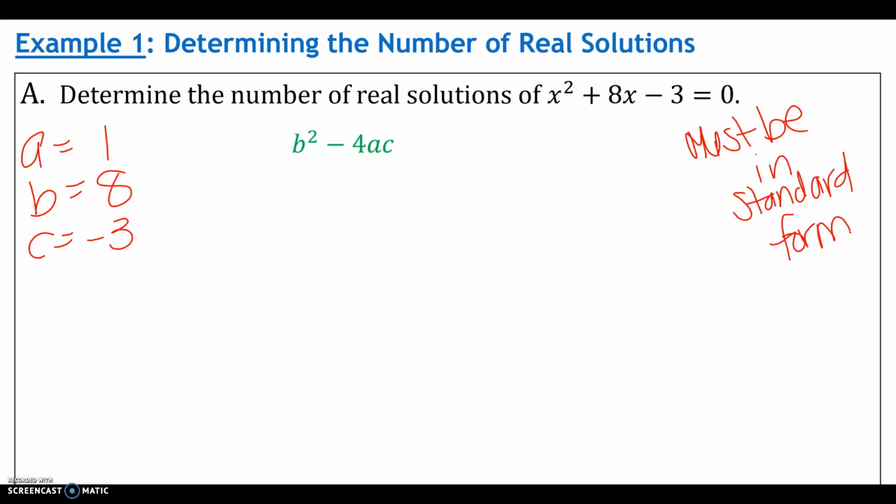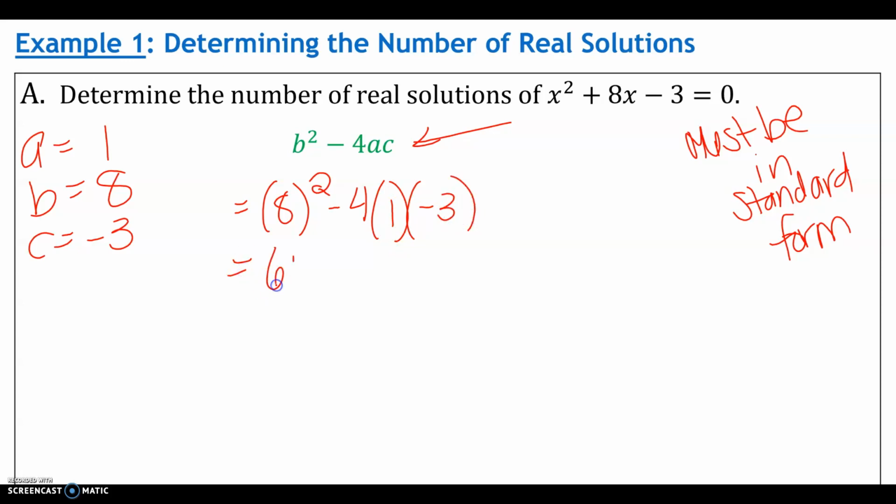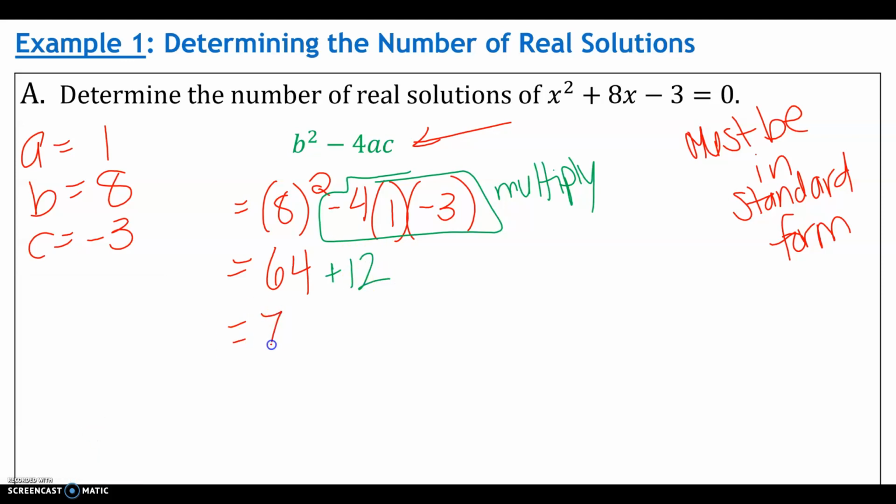This is the only thing that you're looking at. You're not writing down the quadratic formula. b is 8, so we're just going to plug in our numbers: 8 squared minus 4 times 1 times -3. So we get 64. And then we multiply these, and a negative times a negative is a positive, so you would get a positive 12. Looks like your discriminant is 76. So this is the discriminant. It's 76.